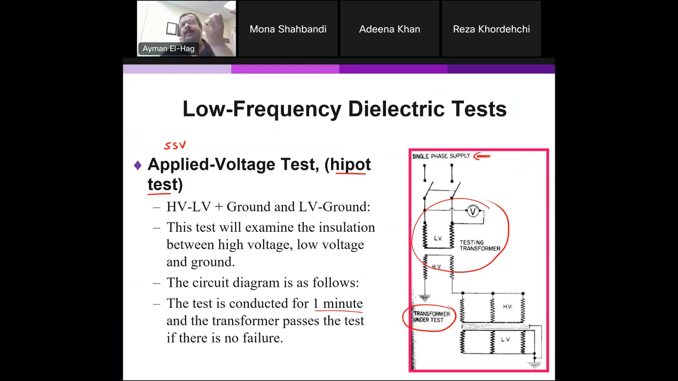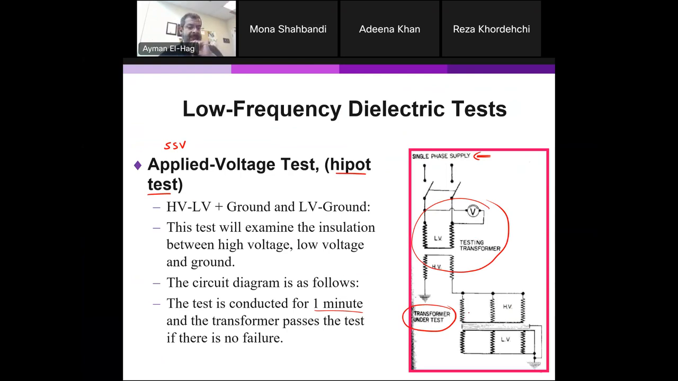Now, what is this test basically testing in the transformer? In the transformer, there are two main insulation systems. It is the insulation system between high voltage and low voltage, between high voltage and ground, low voltage and ground. And that's what we call the clearance inside the transformer. So with this configuration, the test is checking the clearance of the high voltage to the low voltage, and the high voltage to the ground. Because remember, the transformer will be inserted inside the tank. The tank is grounded, and the high voltage windings are in close proximity to this grounded tank. So if there is not enough clearance, or if the insulation system is not good enough to insulate the high voltage from the grounded low voltage or grounded tank, you will have a flashover.